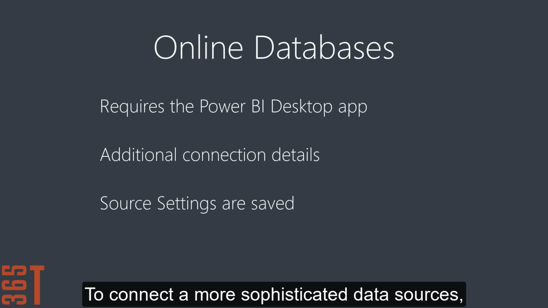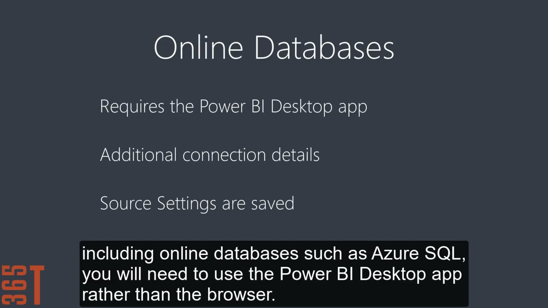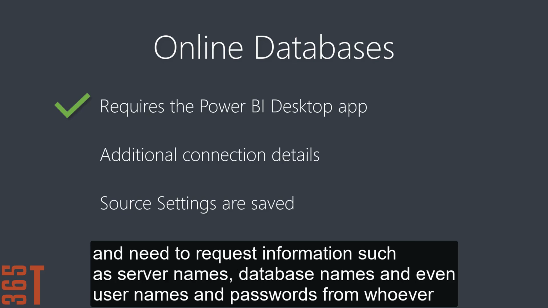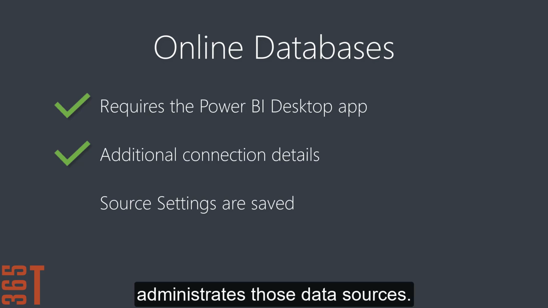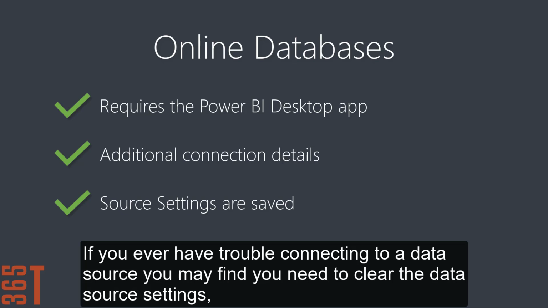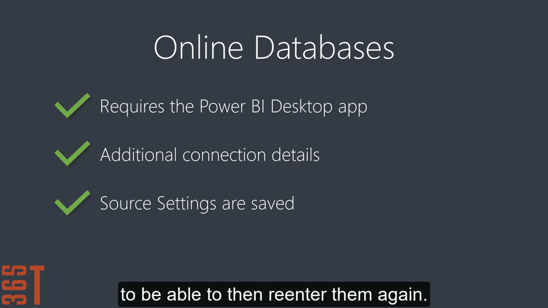To connect to more sophisticated data sources, including online databases such as Azure SQL, you will need to use the Power BI desktop app rather than the browser. When you need to connect to this type of data source, it's completely normal for you to have not set them up yourself and need to request information such as server names, database names, and even usernames and passwords from whoever administrates those data sources. Information that you enter when connecting to data sources are saved. If you ever have trouble connecting to a data source, you may find you need to clear the data source settings to be able to then re-enter them again.